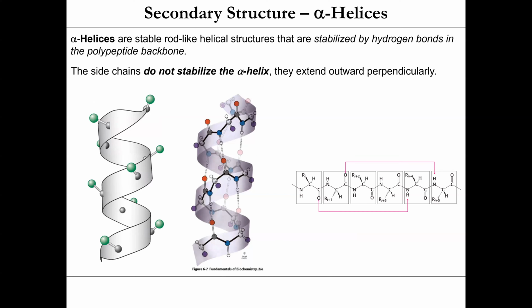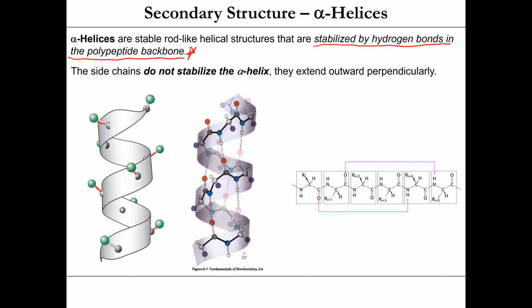So the first secondary structure that we're going to talk about are alpha helices. Alpha helices are very stable, and they form these rod or ribbon-like helical structures that are stabilized by hydrogen bonds in the polypeptide backbone. This is very important to remember. Alpha helices are formed by hydrogen bonds in the polypeptide backbones. The side chains are not what form alpha helices. The side chains extend outward perpendicularly from these alpha helices.